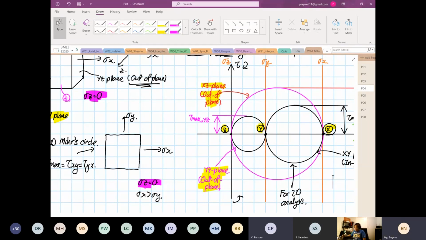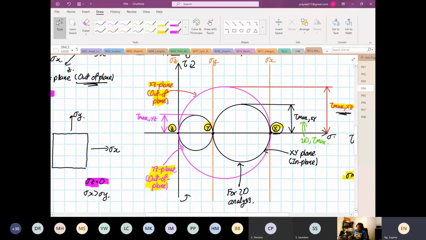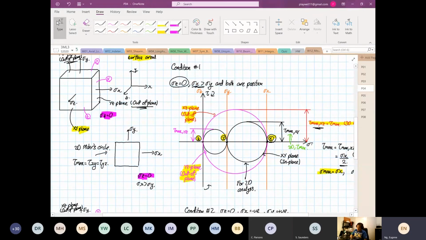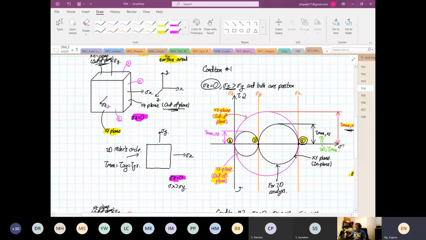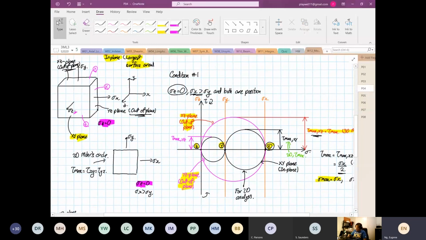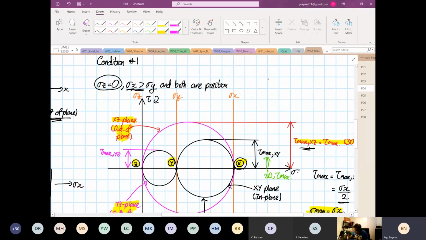Now, we know that stress Z is equal to 0. Yes or no? So now, if we just construct a 2D Mohr circle, we ignore the 3D. Why do we ignore the 3D? Because stress Z is equal to 0. Zero means zero, right?